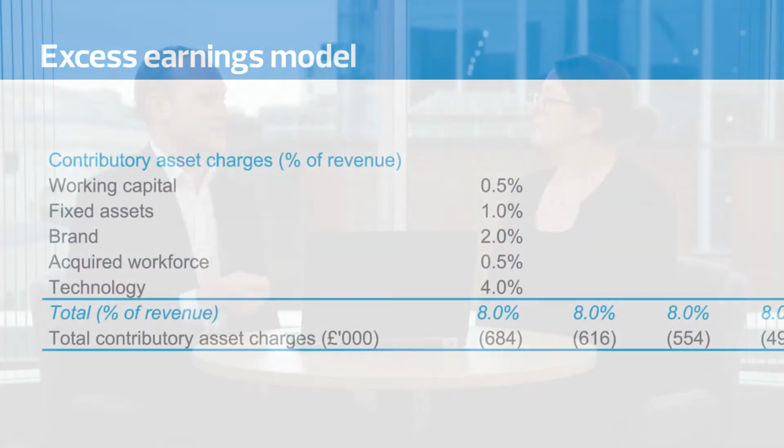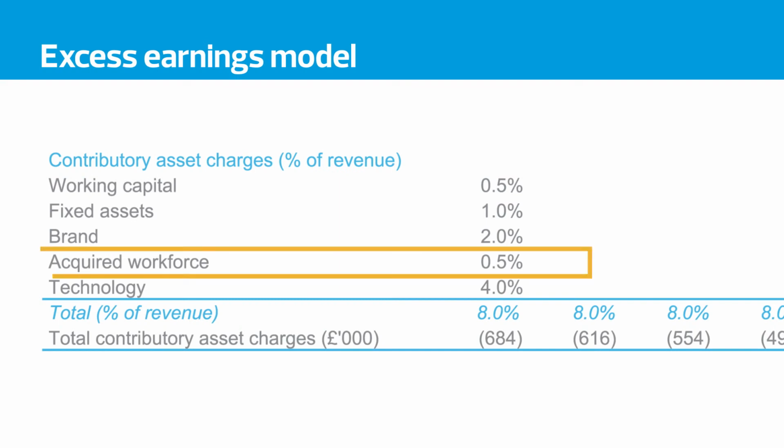And one of the things you'll notice is that we take a contributory asset charge for the acquired workforce. The acquired workforce obviously isn't on the balance sheet anywhere as a separable intangible asset, but it is an economic asset which contributes to the earnings of the business. So because we're looking at this on an economic basis, we need to take a charge for the workforce.